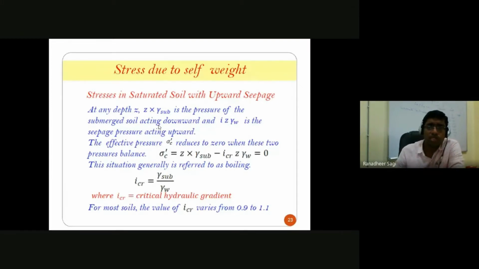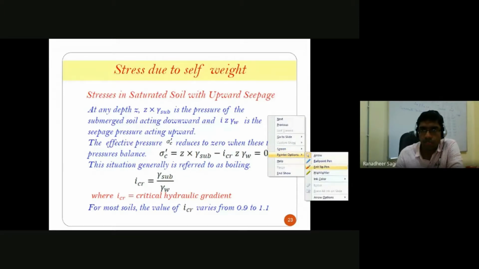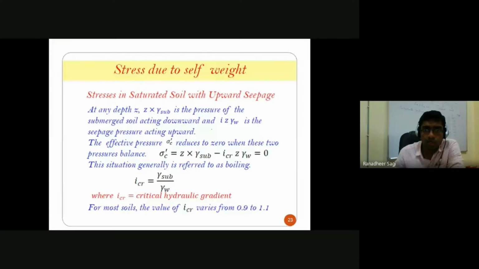solving some problems. Before I go further in solving the problems, let me make one point clear so that it will be useful for us while solving the problem. This term we could see in this expression, either for the case of upward seepage or downward seepage condition, when we have represented the expression for sigma c dash, that's the effective stress at any position within the soil sample. We said we have one term here and the other term is this. And we said this is nothing but the stress corresponding to the submerged condition of the soil.